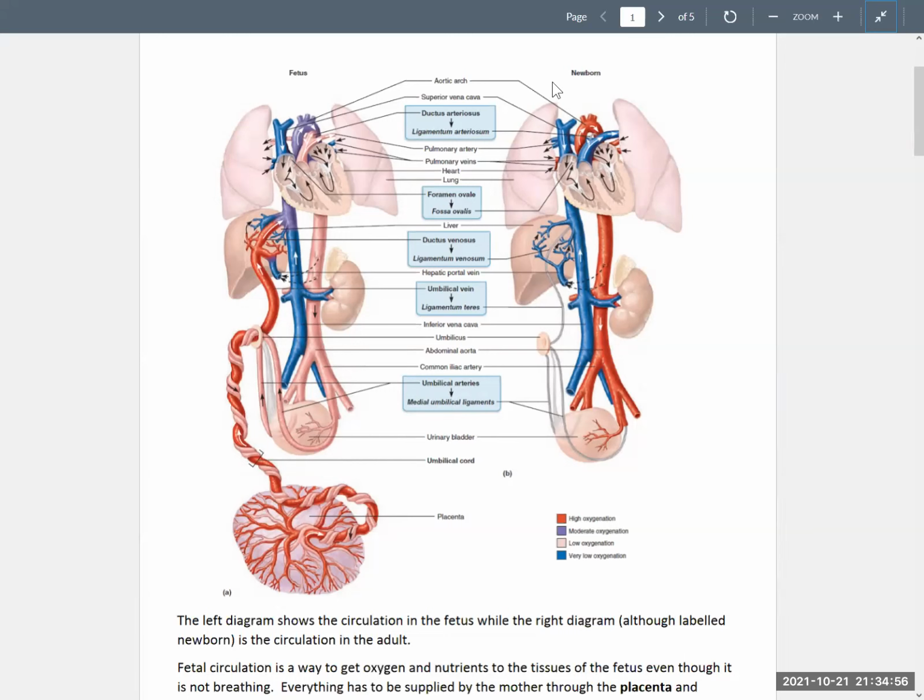When they say newborn, they really might as well say adult, okay? Because after you're born, your circulatory system changes right at birth, but after that, no further changes are expected that are beneficial to you anyway. Okay. So we're going to start with the newborn.